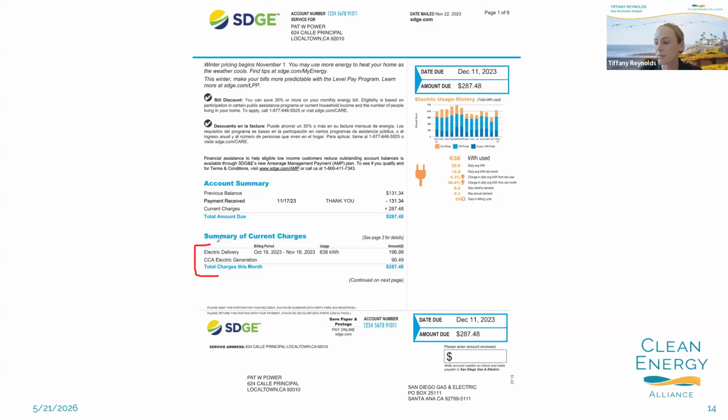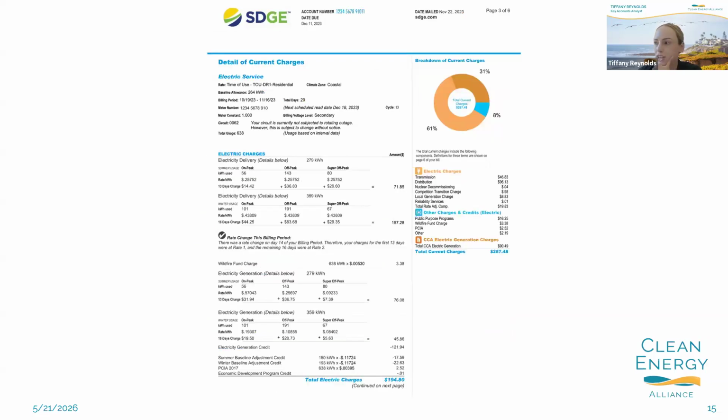So important on this page is going to be the summary of your current charges. We're going to have your billing period here, usage. So energy is measured in kilowatt hours, and that is what you're going to be billed according to. You can find your general information here. Hopefully it's your bill. If not, call SDG&E if your name's not on there or you don't recognize the name on there. So that's the summary page. We'll move on to the next page.